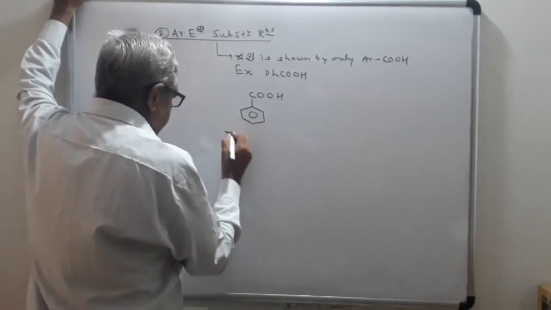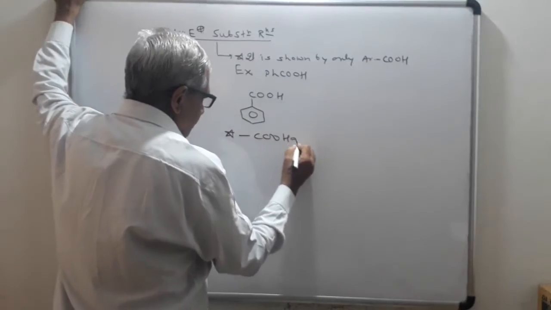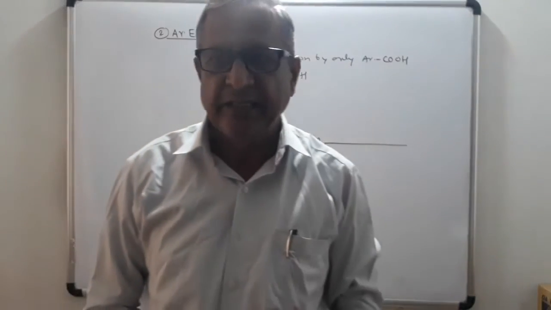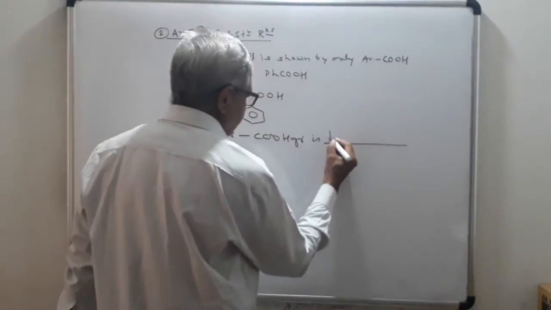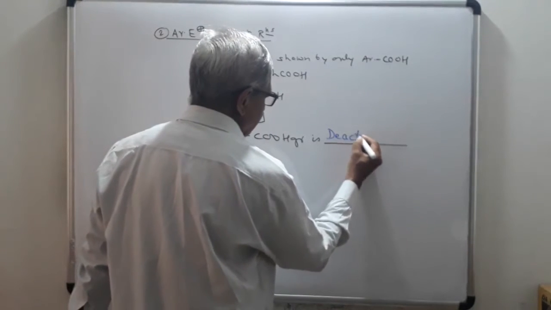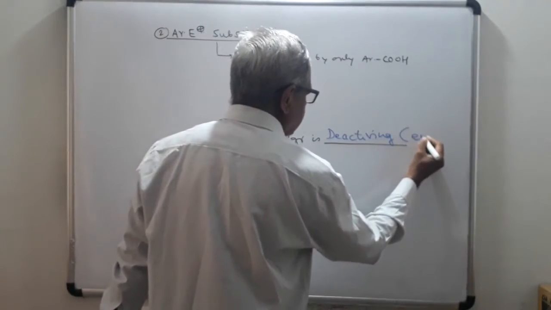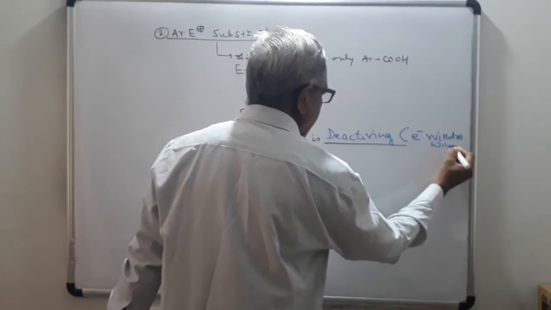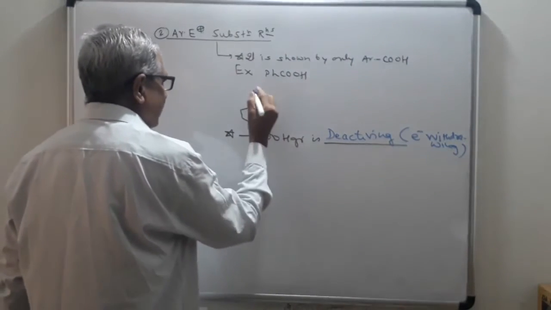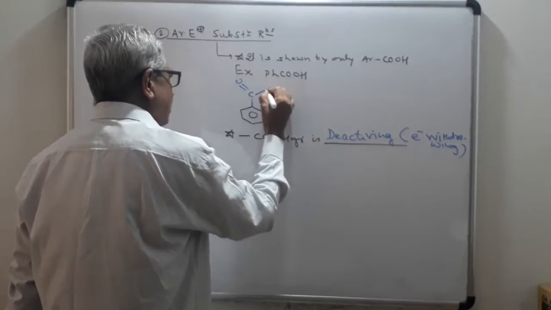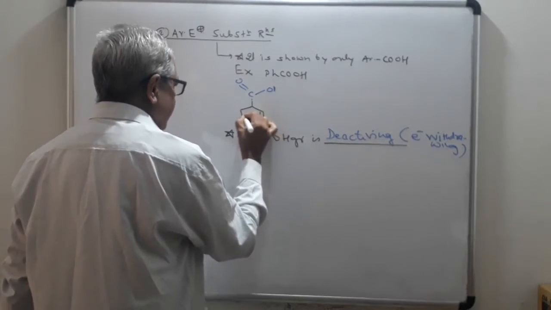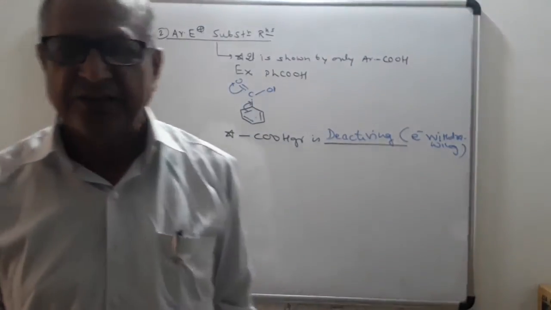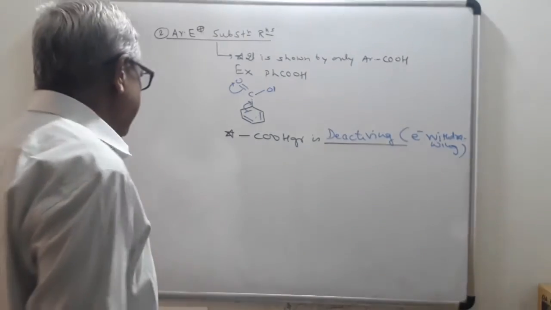Here is the first question. The COOH group is dash dash. I will give only two options: activating and deactivating. It is deactivating. Deactivating means electron withdrawing. I will explain the term electron withdrawing here. This is a C=O group, OH. Alternate double bonds are present in the benzene ring. See, this will withdraw the electron. The electron density in the benzene nucleus is decreased, therefore it is deactivating.